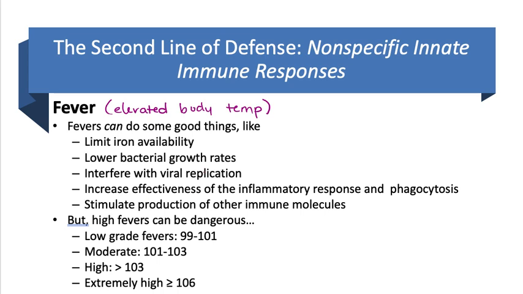Fever can interfere with viral replication. It can increase the effectiveness of the inflammatory response or our other second-line defense mechanisms, and also phagocytosis. And it can stimulate the production of other immune molecules, like those opsonins that will coat cells. So a lot of these things are related to one another, but fever does help protect against infection. It's usually one of the earliest signs of an infection reaching its stage of causing damage.